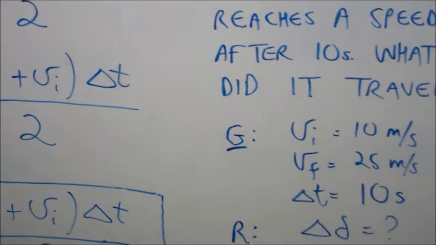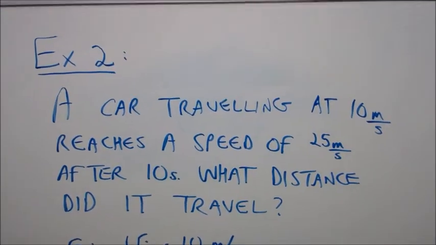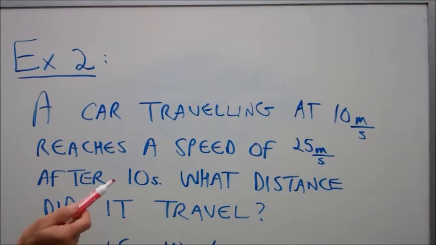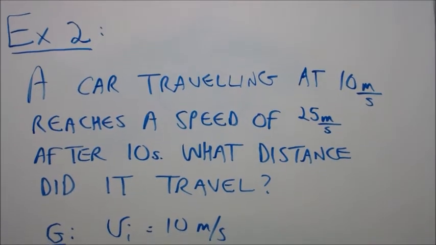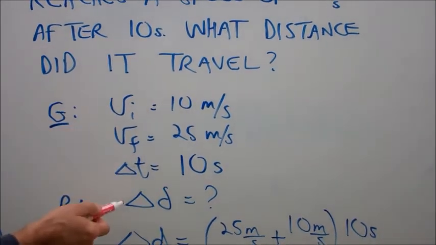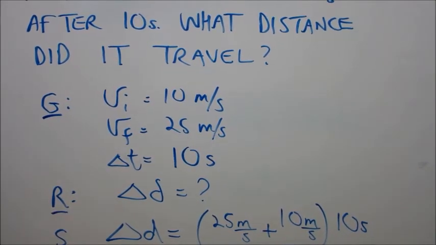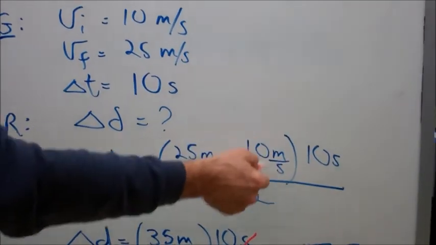So therefore, if we look at example number 2, a car traveling at 10 meters per second reaches a speed of 25 meters per second after 10 seconds. What distance did it travel? Given, required, solution. So we restate our given this way. We're still looking for the distance traveled. We put in our values as such.